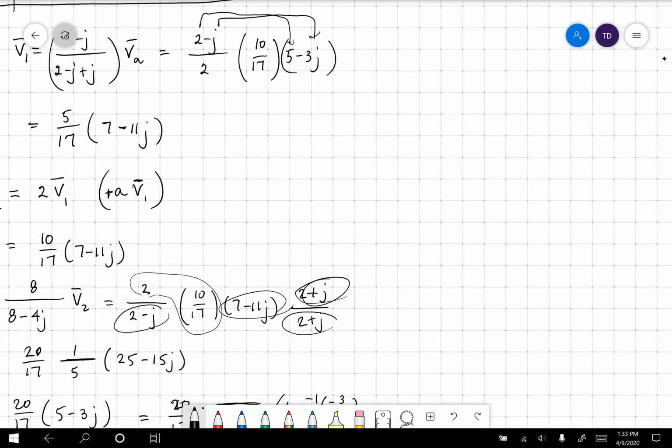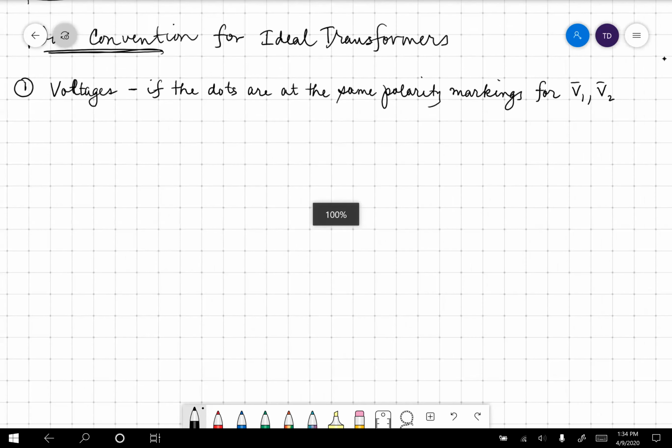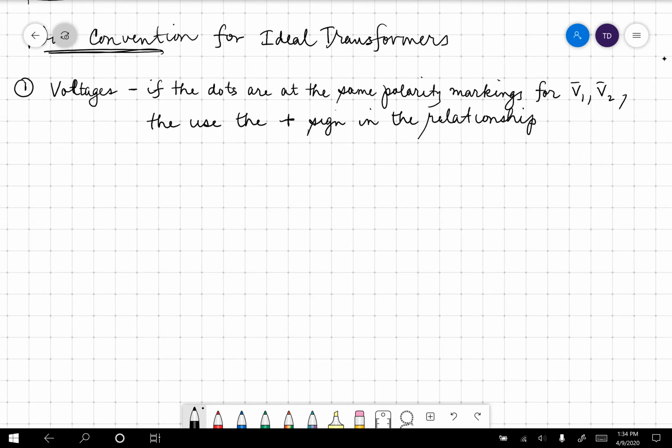So if that's the case for V1 and V2, then we use the plus sign in the relationship. Otherwise, use the negative sign. So when voltages have not been labeled for you, you can decide to put voltages in it. Even if voltages have been labeled for you, you can put in your own voltages. Just call them something different. And you can put those voltages in so that they satisfy this description, that the dots are at the same polarity marking. They're either both at the plus or they're both at the minus.